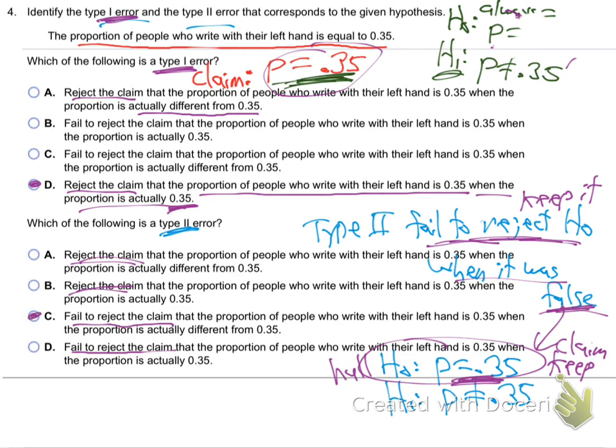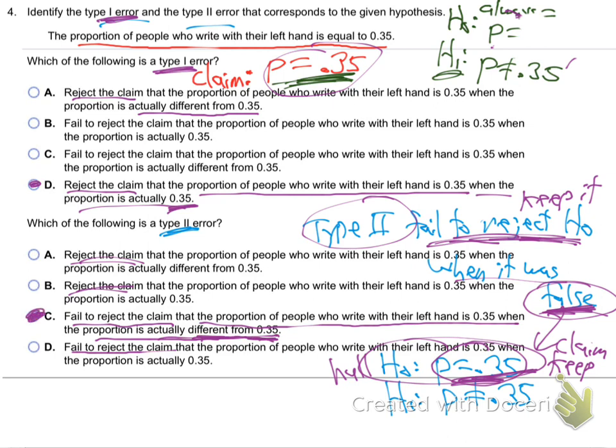It's this one. That the proportion of people who write with their left hand, when the proportion is actually different from 0.35. We said it was equals, but it's false. That's what a type 2 error is. Fail to reject when it's false. That's answer C. D says it's actually 0.35. No. It's different from 0.35. It was false. It's not right, but we kept it anyway.